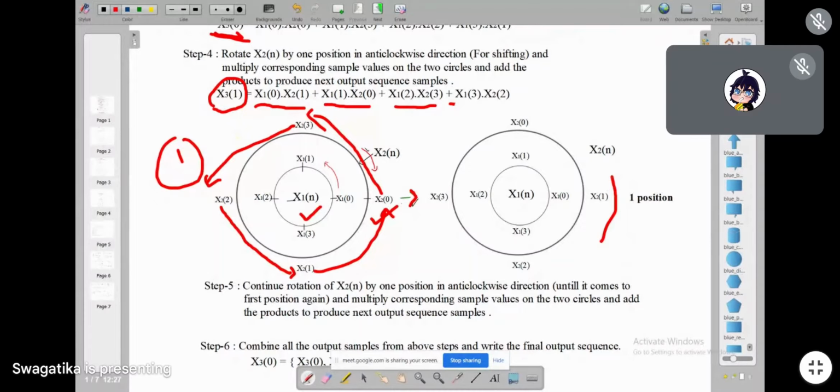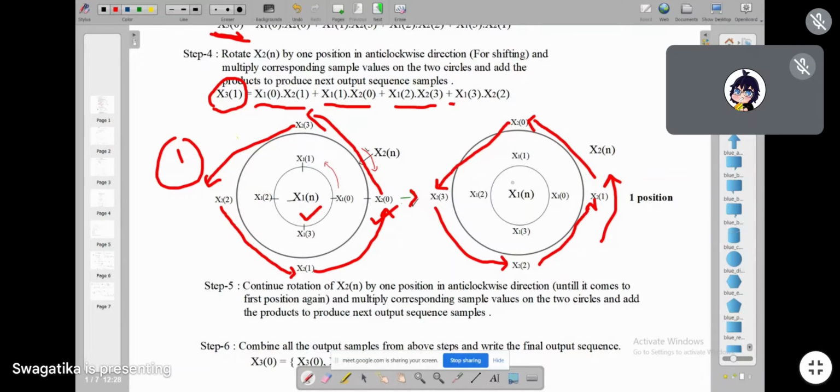In the next step, here it is the x2 0. Now this will be shifted to here. Again this will shift to this position, second will shift to this position, and the first sample will shift to this position. Up to how much you will rotate this shifting of position? Until the original sequence came, you have to rotate by one position, okay, in anti-clockwise manner. Again you have to multiply the corresponding values and you have to add them to find the convoluted signal.